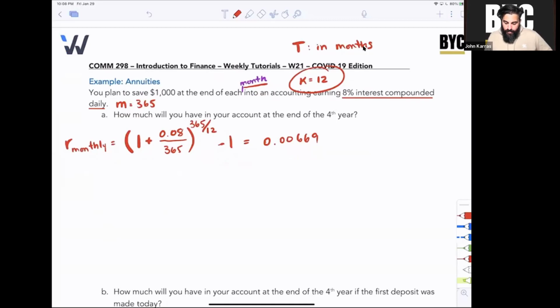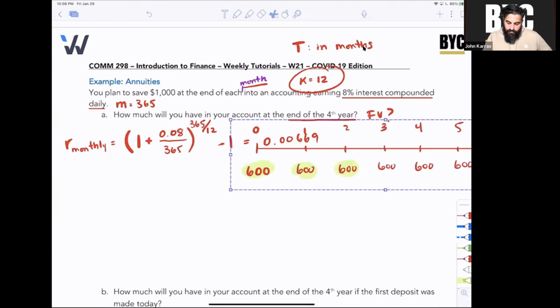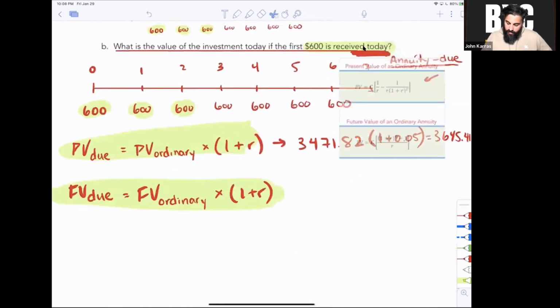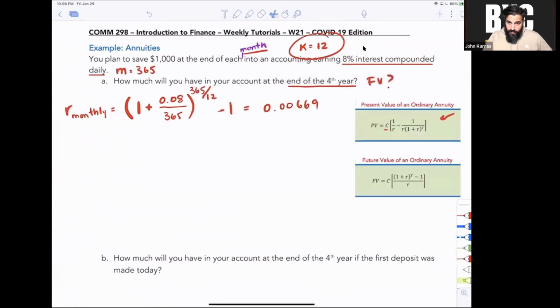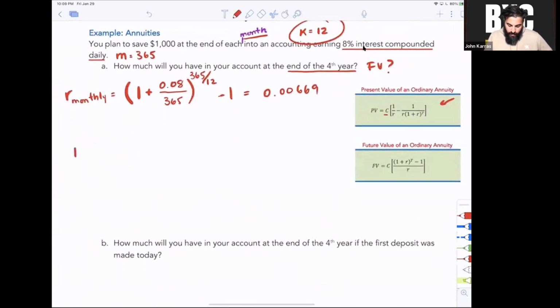Now we can start solving properly. How much will you have in your account at the end of the 4th year? So now we're looking for the future value. For that, I'm going to take the future value formula, just going to bring it down. Same concept. The cash flow is 1,000. That's how much money will be periodically deposited, times 1 plus your R, 0.00669, to the power T.